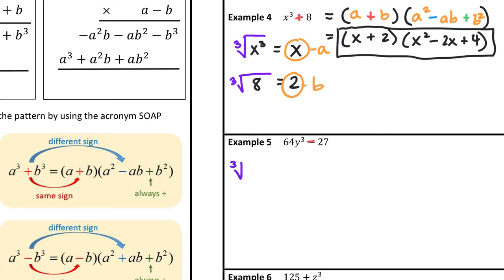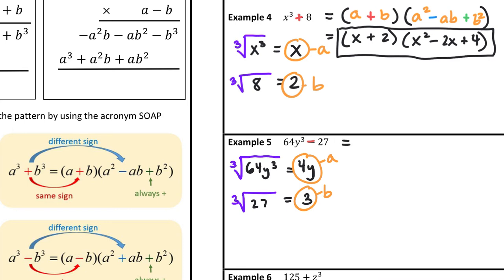But just to write it down, we're going to say the cube root of 64y to the third is equal to 4y. And then the cube root of 27 is equal to 3. So this is, again, my A, B.